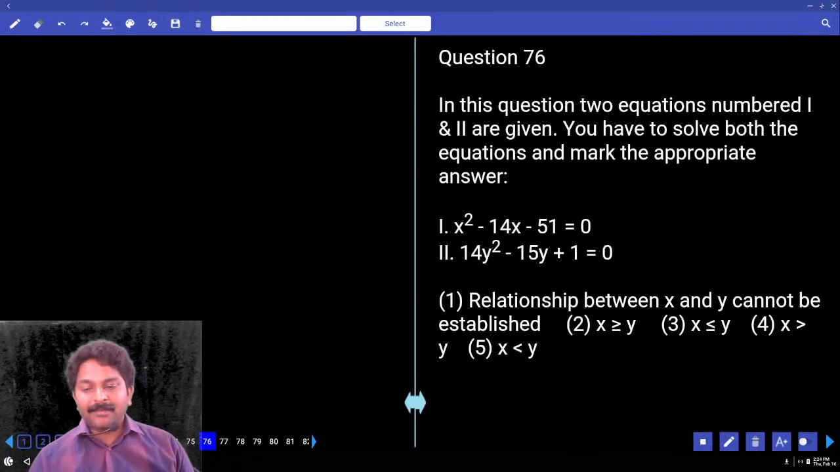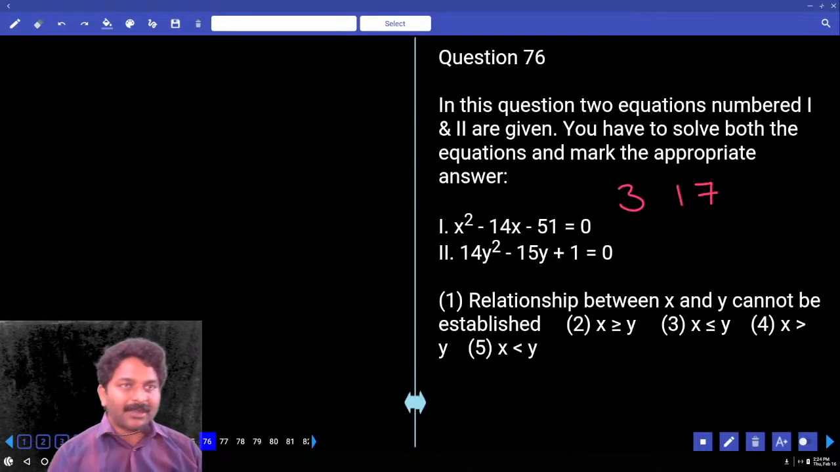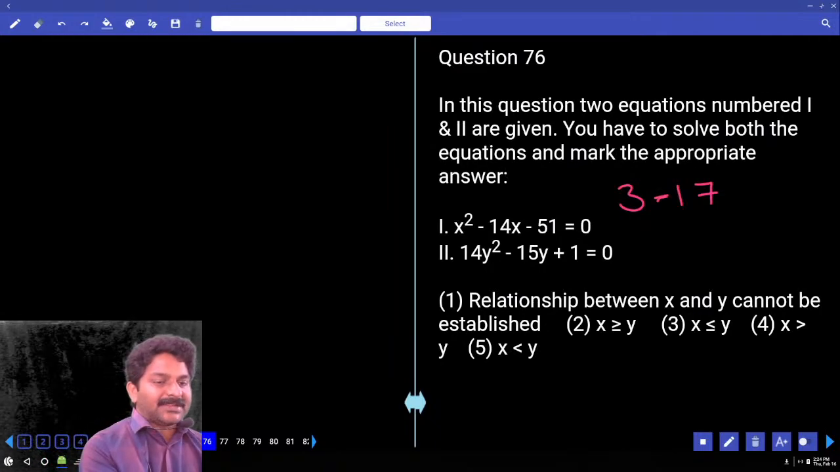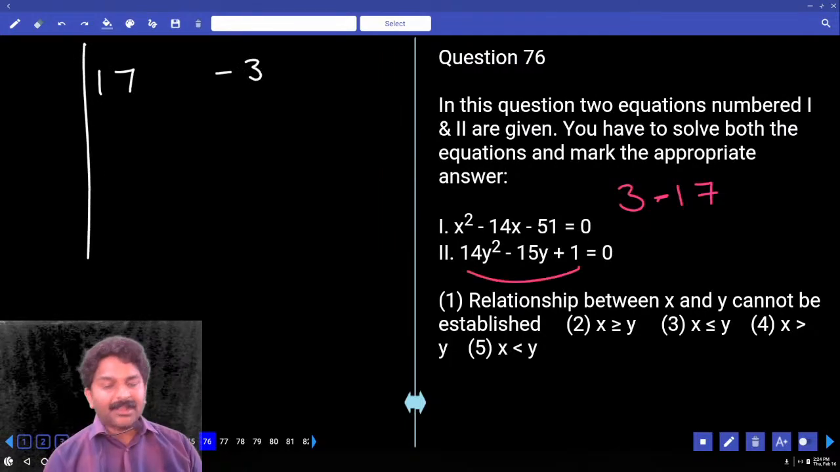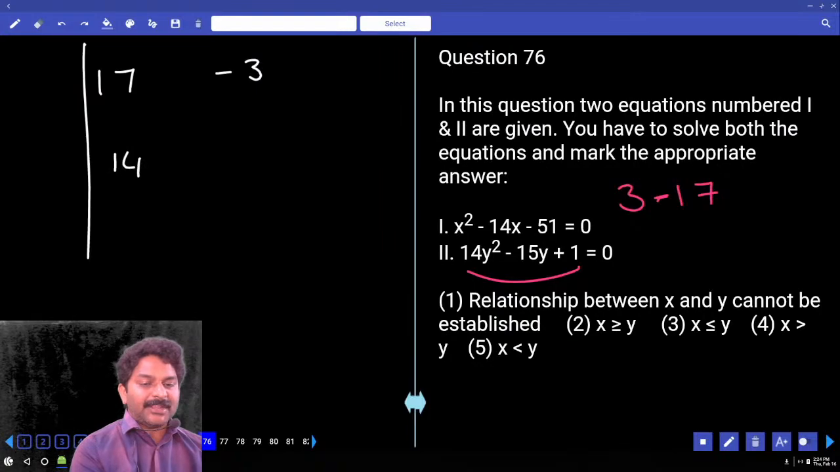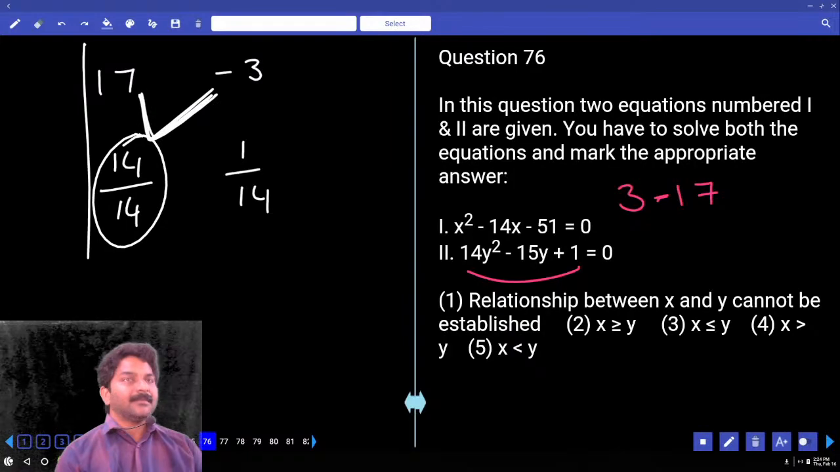51 can be written as 3 times 17. The product must be negative, so one of the numbers must be negative. I will take plus 3 minus 17 as the combination. Factors are 17 comma minus 3. 14 comma 1 is the combination. Minus 14 minus 1. Yes. Factors are plus 14 plus 1 divided by 14. How much is this? That will be in between these two. Answer: relation cannot be established.